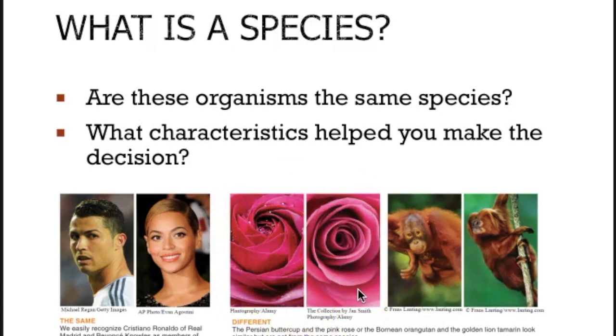We still have a good working definition of that. These two are also different species, maybe a little bit more sense to you. This is a baby orangutan, and this is a golden lion tamarin. They look very similar, but not the same species. So there really isn't any characteristic that helps you decide whether something's the same species or not. We need to have some kind of good working definition.